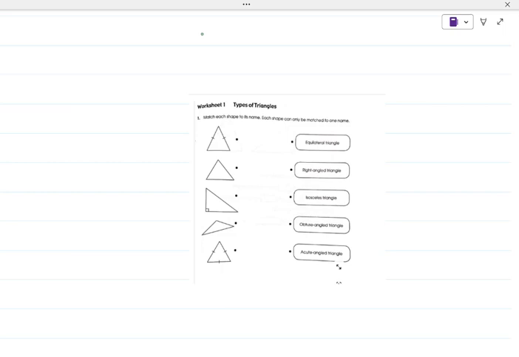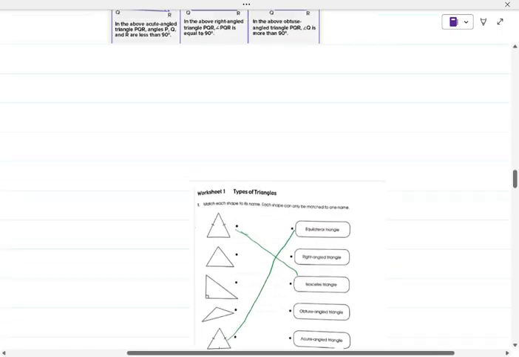Now you have to do the matching of this. In the first, how many sides are equal? Yes, here two sides are equal. So it is called which? Yes, isosceles triangle. Here this is different, and in this one, now see, three sides are equal. So it is an equilateral triangle.